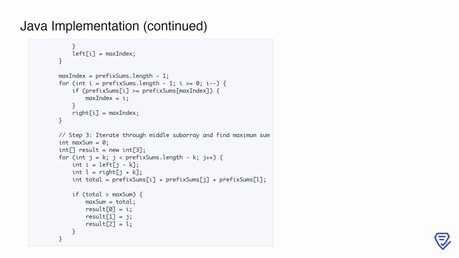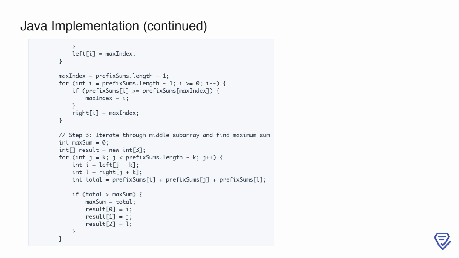We iterate through all possible middle subarrays, which start at index j. To calculate the total sum for a valid configuration of three subarrays, we use the left array to find the best subarray on the left side of j, the right array to find the best subarray on the right side of j, and the current subarray at j itself. The total sum is the sum of these three subarrays.